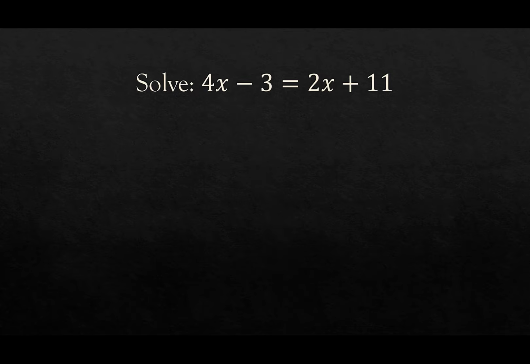I have 4x minus 3 is 2x plus 11. Now this time I have x's on both sides of the equation. I also have constant terms on both sides of the equation. So let's say we start with this 3. Let's move the minus 3 to the right, so I'm going to add 3. Now I have 4x is equal to 2x plus 14.